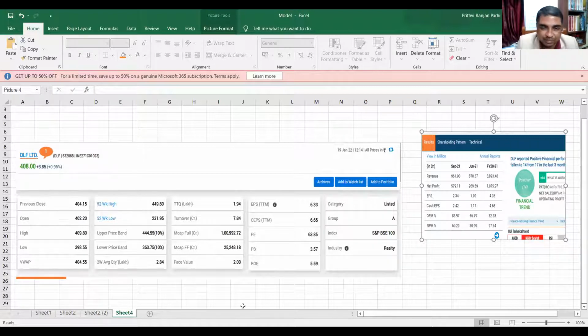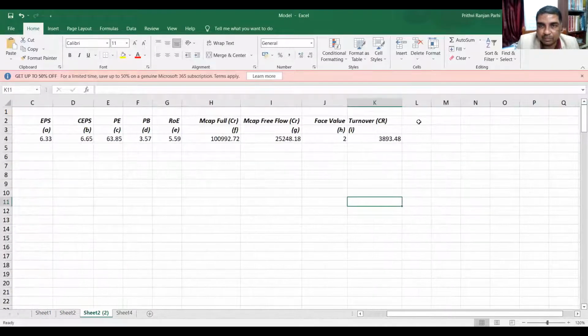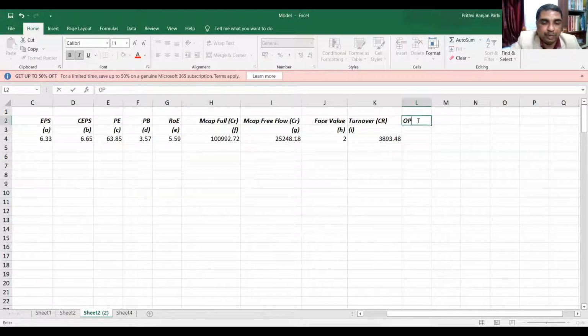Now other data may also be relevant, like operating profit margin or OPM, and net profit margin, NPM. We'll take that. Let us make a very good model. So we are taking OPM percent, and let us say NPM percent.